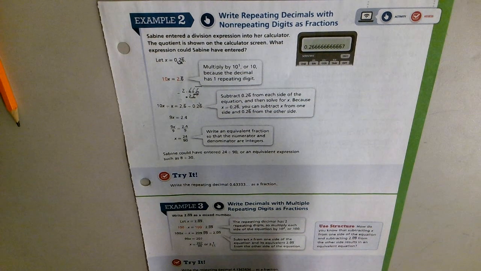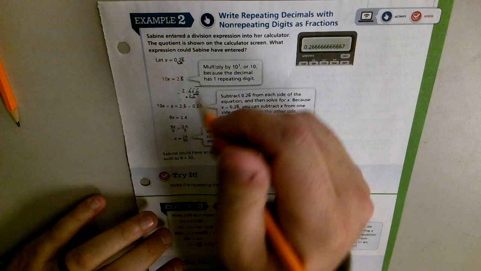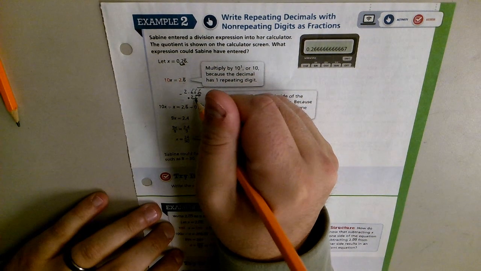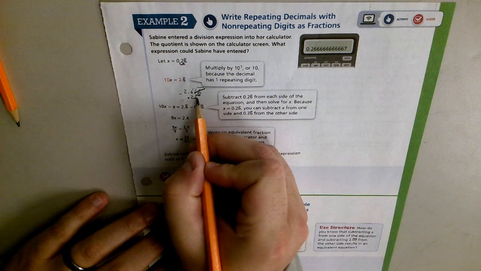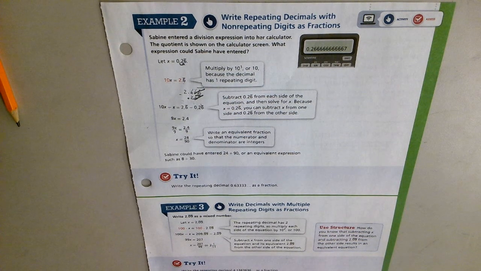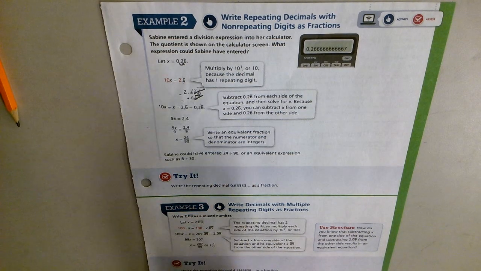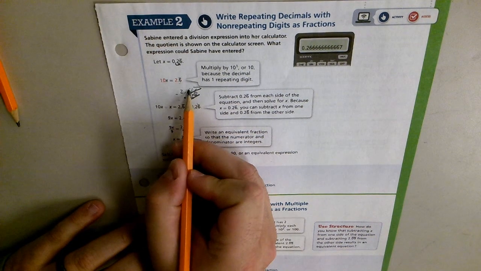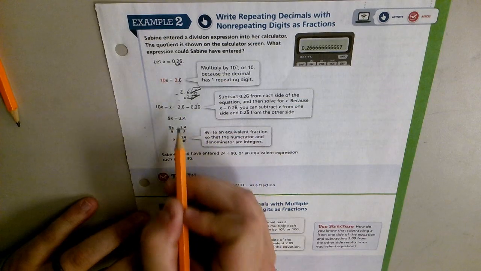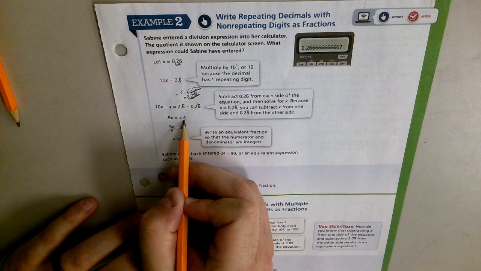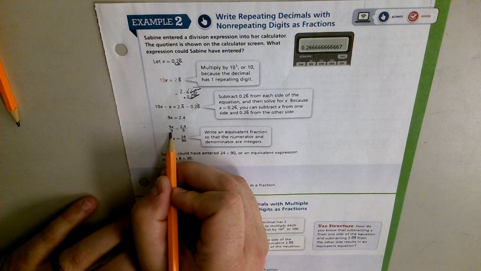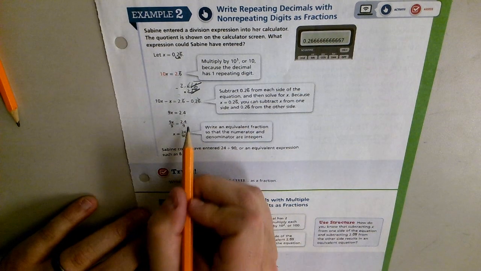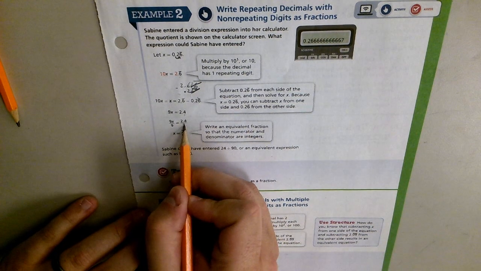So what you'll see here is this 6 repeating right here after this 2 is going to start canceling all those repeating 6s. So then we would just have 2.6 minus 0.2, which is 2.4. So then I would just divide by 9, like they do right here, and I would get 2.4 over 9.